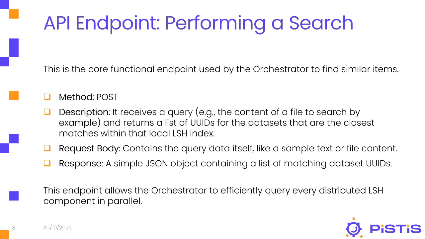The second endpoint, /search, is the core function used by the orchestrator. Using a POST method, the orchestrator sends the query data, like the content of a file, for a query by example search. The LSH component receives this, searches in its local index, and returns a simple JSON object containing a list of matching dataset UUIDs. This simple, fast API allows the orchestrator to efficiently query every single distributed LSH component in parallel.